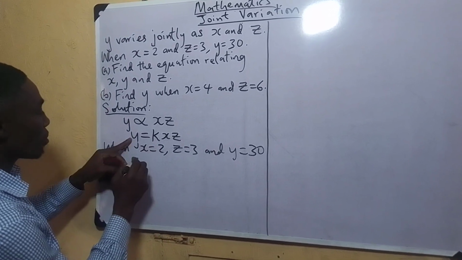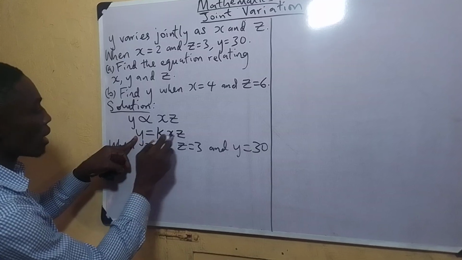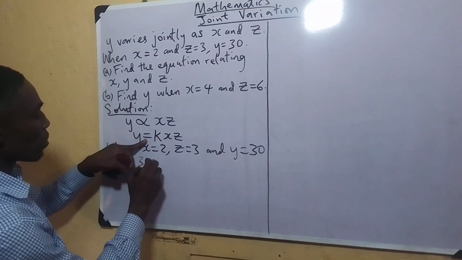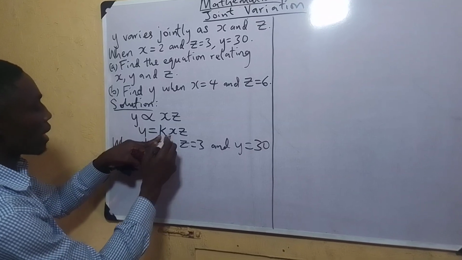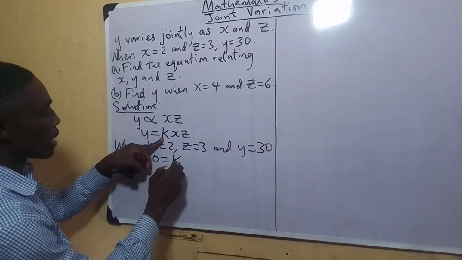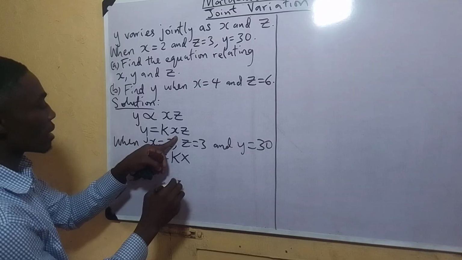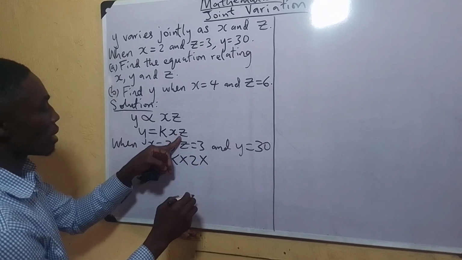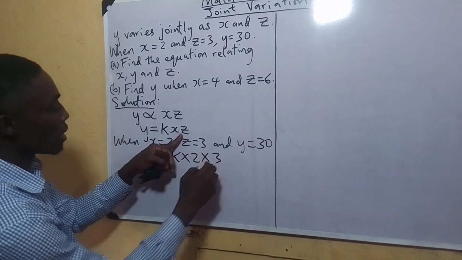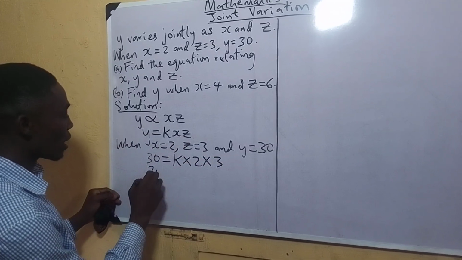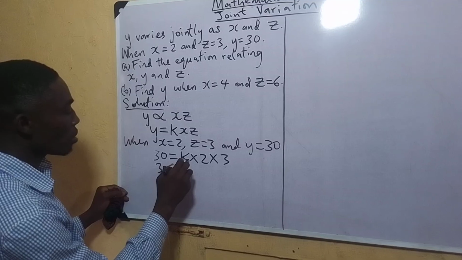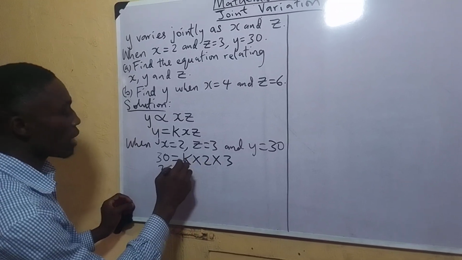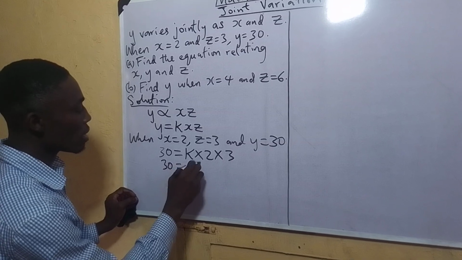So we have that y is equal to kxz. So what is y? 30. So we have 30 is equal to k, the unknown constant, times x. X is 2, times z. And z is 3. So we now have 30 is equal to k times 2 times 3. 2 times 3 is 6. 6 times k is 6k.